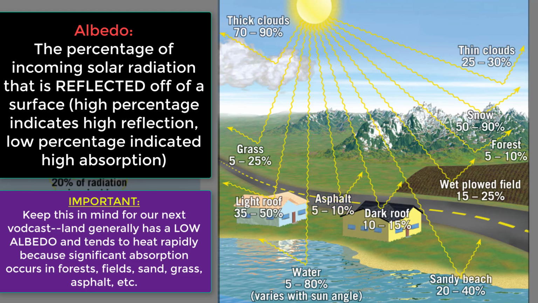Now, on the flip side of the coin, snow and thick clouds are very good reflectors of incoming solar radiation, and they both have very high albedos. One of the problems with climate change is that ice and glaciers are really good at reflecting solar energy back into space, but as our ice and glaciers continue to melt at accelerated rates, we're seeing a much smaller percentage of Earth's surface that's effective at reflecting solar energy back into space.